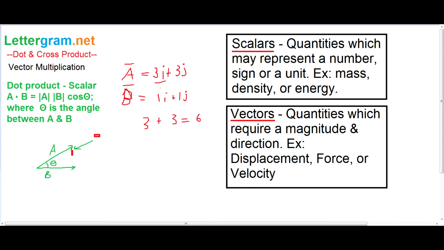Because all you do in the dot product is multiply this a times this b, or 3i times 1i, and 3j times 1j, which is equal to 6.